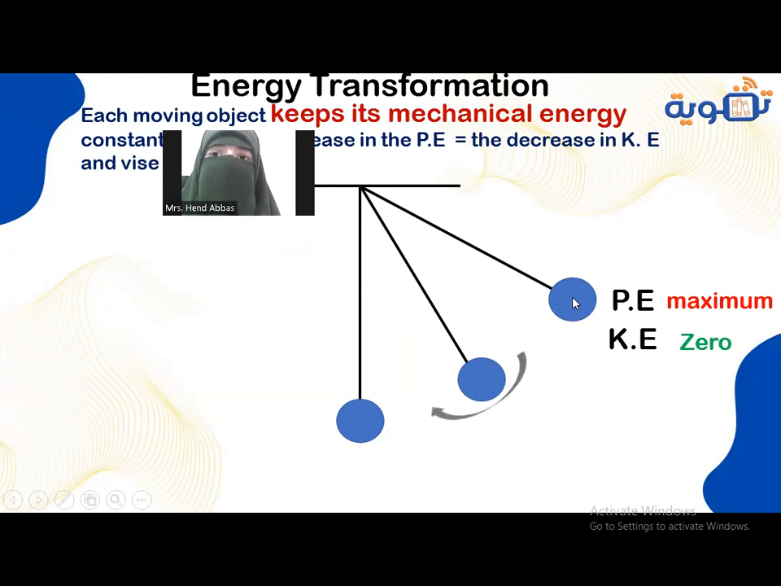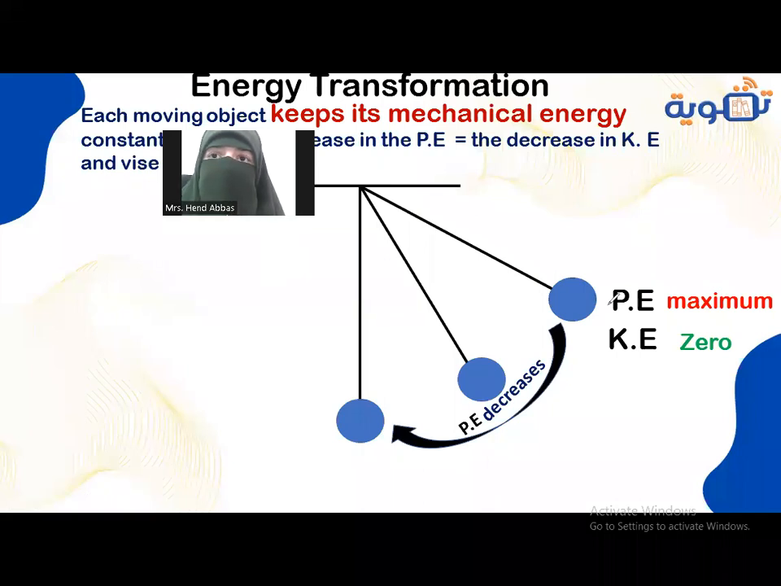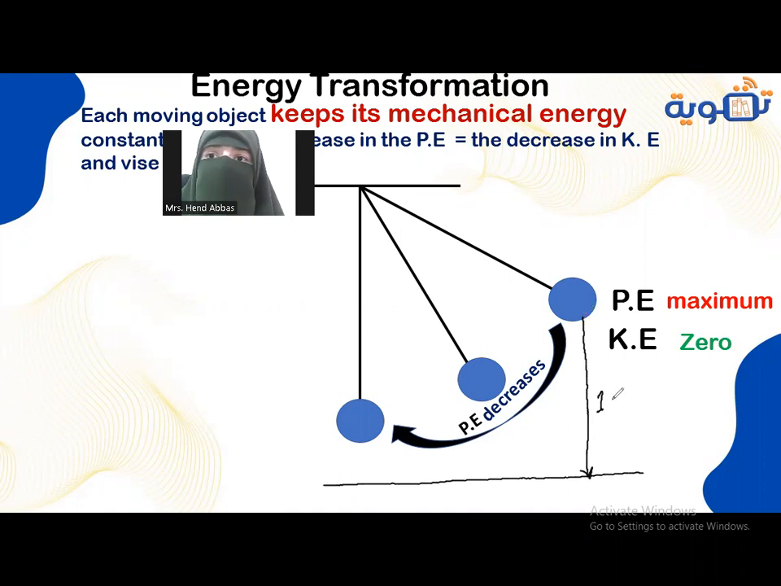When you release it, what happened? The potential energy decreases. Why? Because the height decreases. Imagine this is the ground, and this height from the ground is like 1 meter. But here it will be half a meter from the ground. And here it will be like 0.2 meter from the ground.